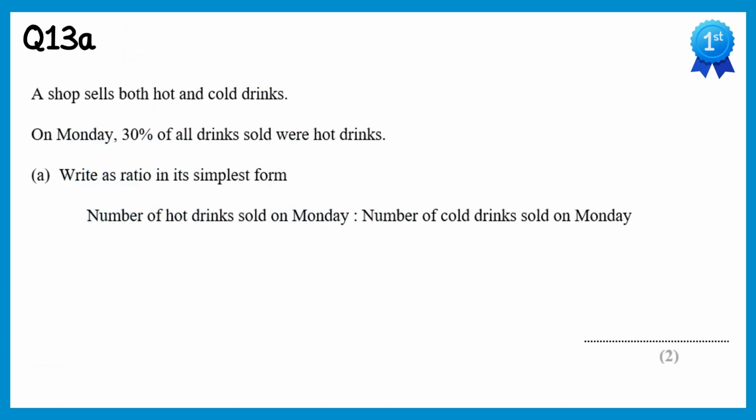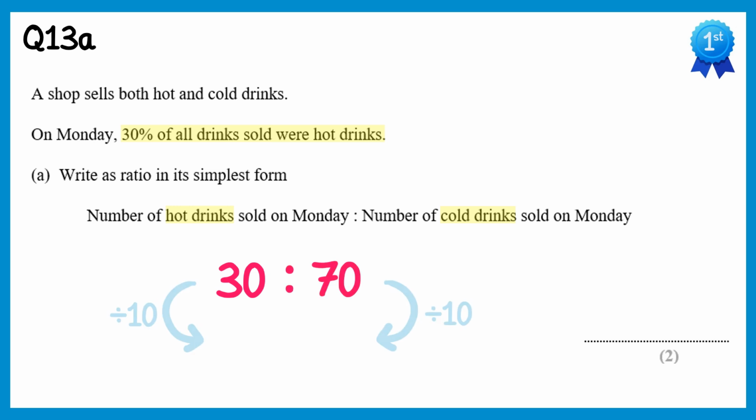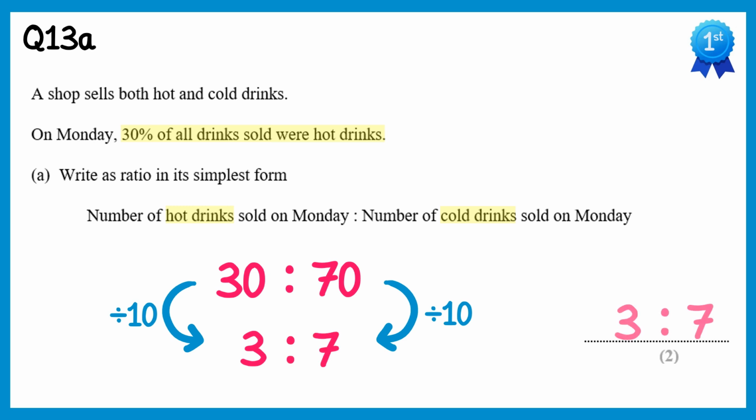In question 13a, we need to write the number of hot drinks to the number of cold drinks as a ratio, in its simplest form. So we're told that 30% of the drinks sold were hot drinks, so we can write that down. This means the rest must be cold drinks. Since that needs to add up to 100%, we can do 100, take away 30, which gives you 70%. So the ratio must be 30 to 70. We want this in simplest form though, so we're going to need to divide these both by 10. Dividing 30 by 10 gives you 3, and 70 by 10 gives you 7. So the fully simplified answer is 3 to 7.